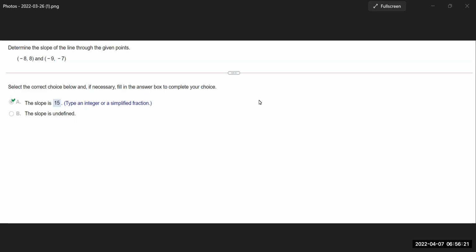We want to find the slope given two pairs of coordinates. The first thing you have to ask yourself is, what's the formula for finding the slope given two pairs of coordinates? We know that the slope is your rise over the run. That means your slope is your change in y over the change in x.